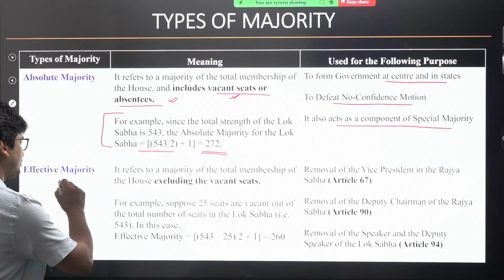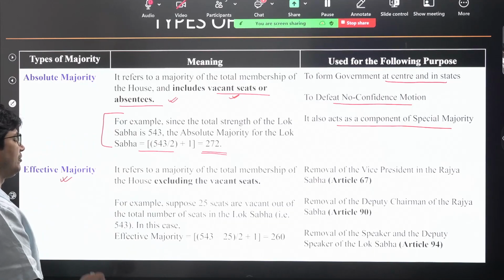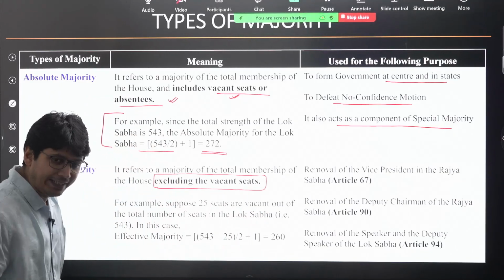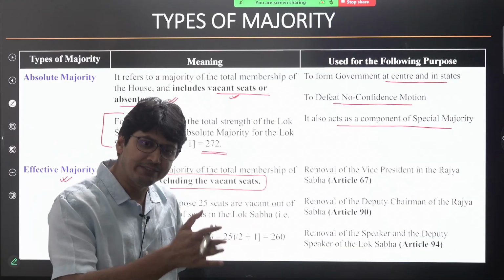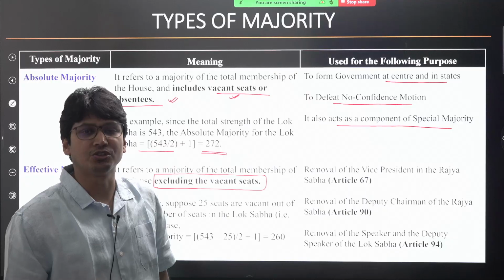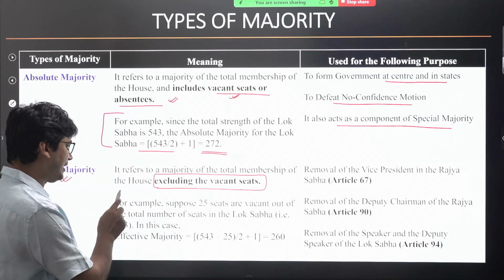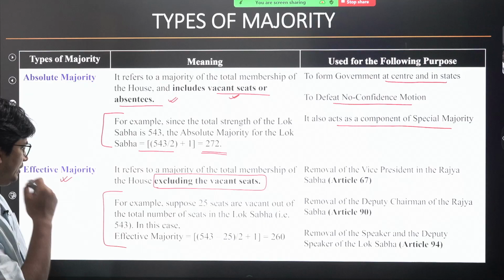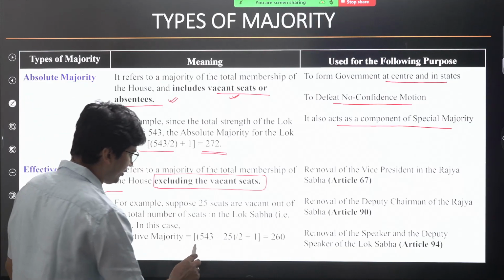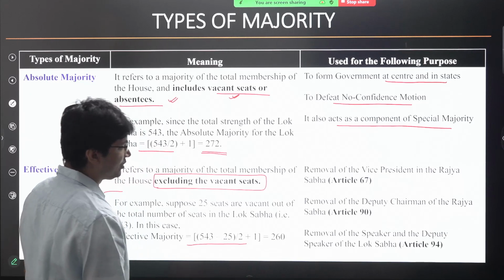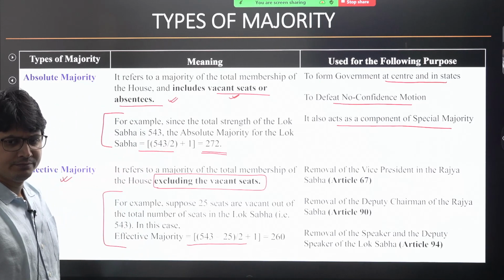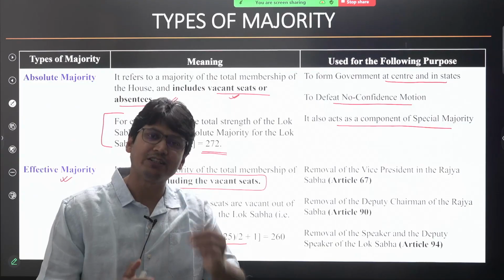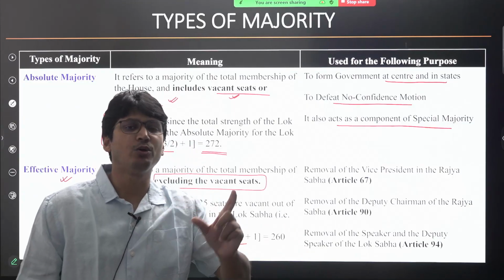Effective majority refers to a majority of the total membership of the house excluding the vacant seats. If the seats are vacant, then they will not be included while counting the votes. How is it calculated? For example, suppose 25 seats are vacant out of the total number of seats in Lok Sabha. So in this case, effective majority is equal to (543 minus 25) divided by 2, plus 1, which is equal to 260. So basically, whatever seats are vacant will be subtracted from the original number of seats.